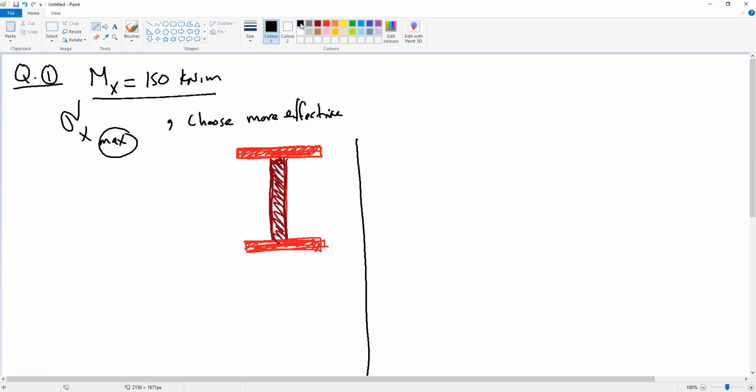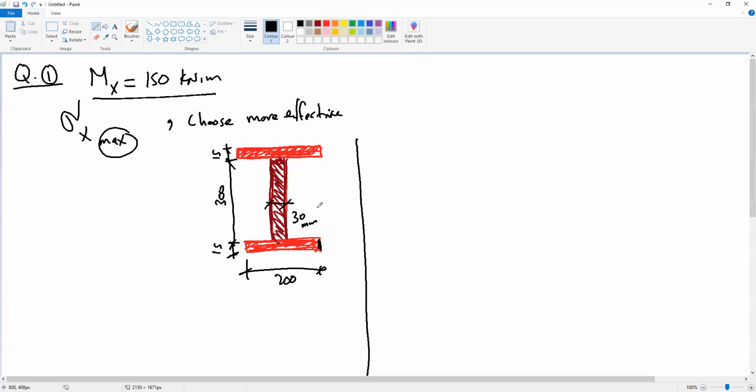Okay, the dimensions are: the width of the flange 200, the depth is 15, and the web height is 300, and this flange is 1500. So these are the dimensions we have, and the web width is 30 millimeter.